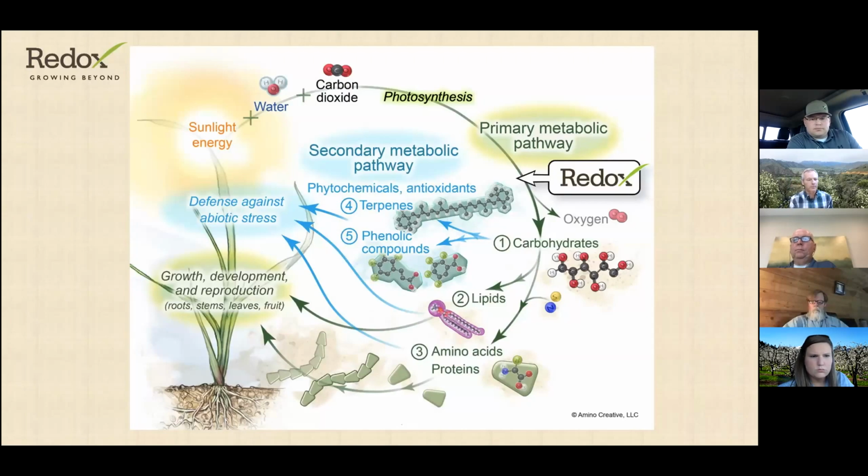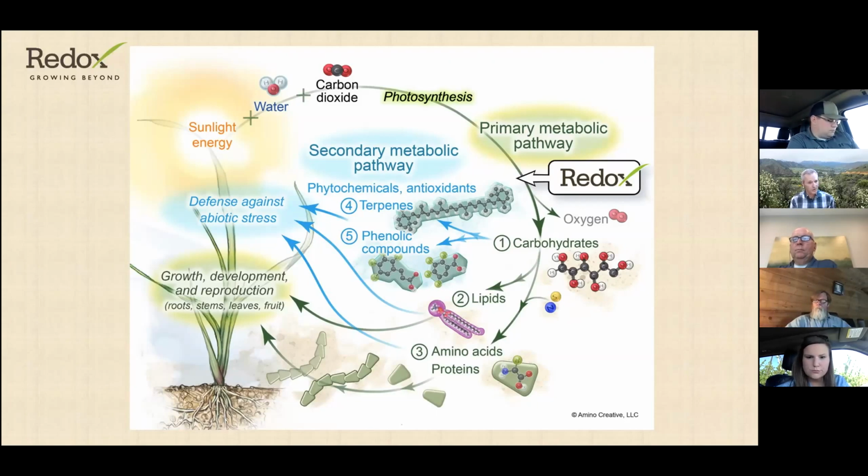When we apply Redox products, naturally we expect to have a stimulatory response in the plant. This is not always measured as an increase in vegetative growth. Instead, we observe an acceleration in photosynthetic activity, increased respiration, and increased production of a wide array of phytochemistry, including the examples that are depicted here: antioxidants, terpenes, phenolic compounds, etc. These are products of a secondary metabolic pathway that's activated when plants are under stress.